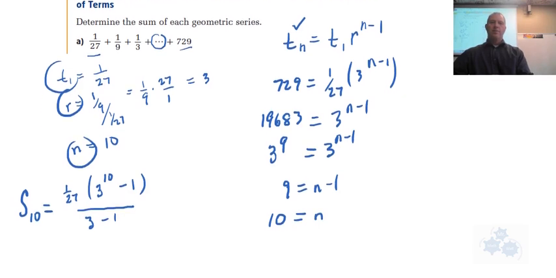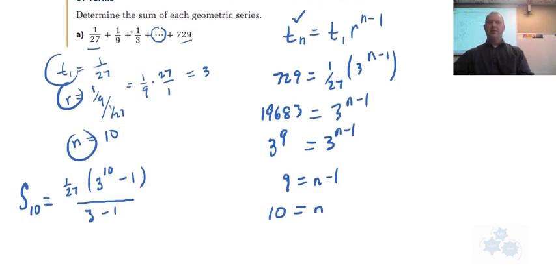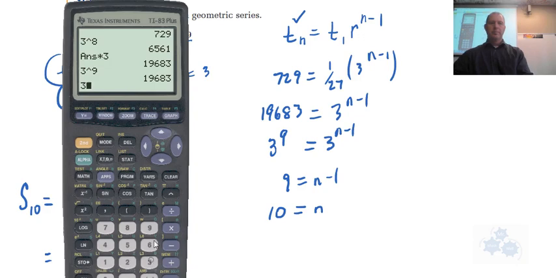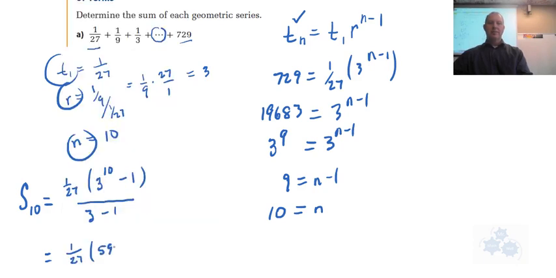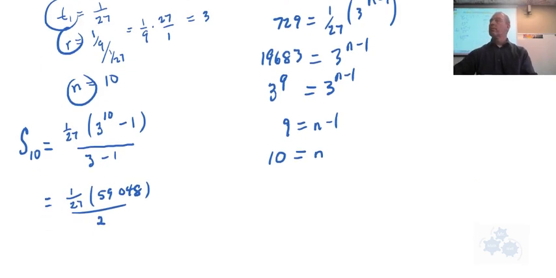So we have a lot of fractions here, right? Rationals. So this might not be a whole number. We've got to understand that. So let's do 1/27 times 3 to the power of 10 minus 1. It's 59,048 from the last question. All divided by 2.